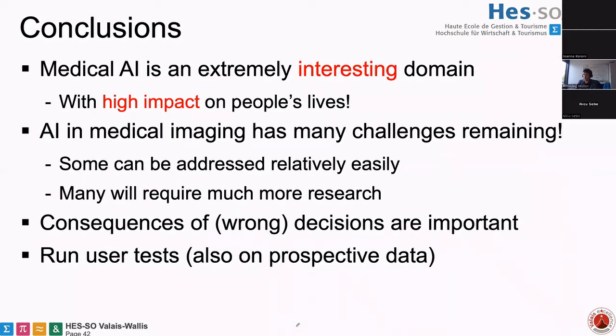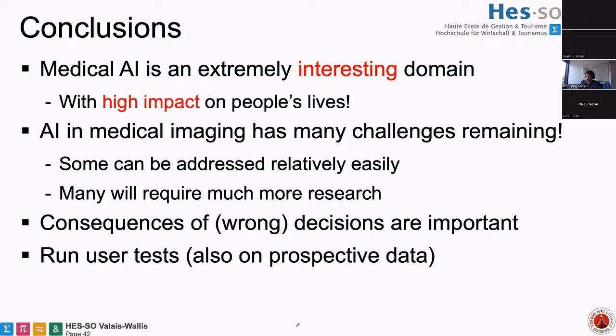I went a bit fast over the last few slides, but they're available. And if there are any questions, don't hesitate to ask them. I think what I wanted to show you is that there's a lot of work to be done, a lot of research to be done. It's an extremely interesting domain with potentially very high impact on people's lives, on how to bring forward specific tools in this domain. Many challenges remain.